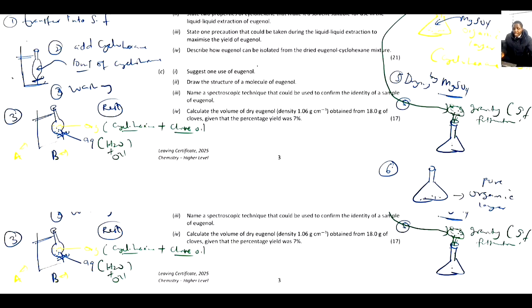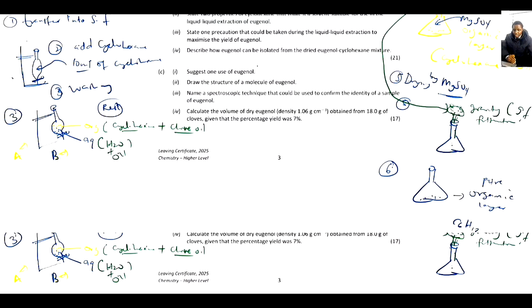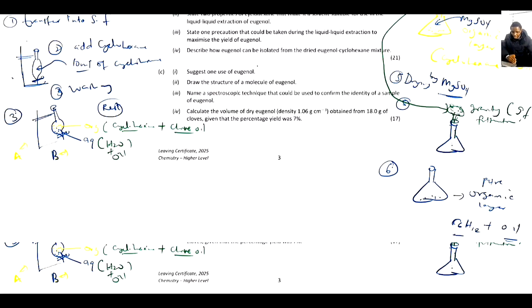Pure organic layer. And then what you do now is to remove the cyclohexane. Don't forget that this is made up of cyclohexane. Cyclohexane has C6H12. So we still have your cyclohexane and oil here, but we need to get only oil. You only need oil. The aim of this experiment is to get our clove oil.